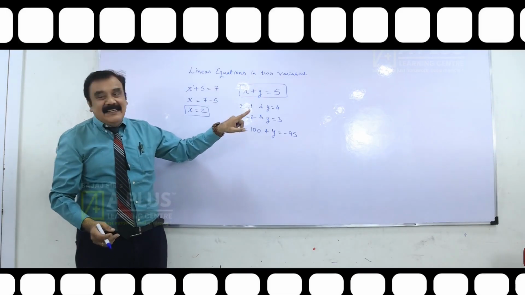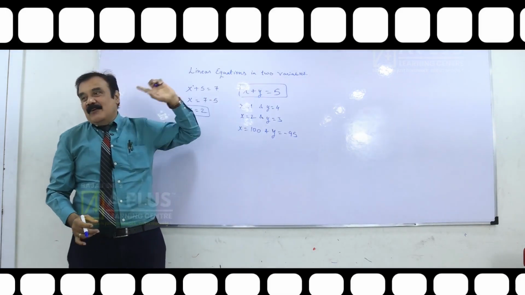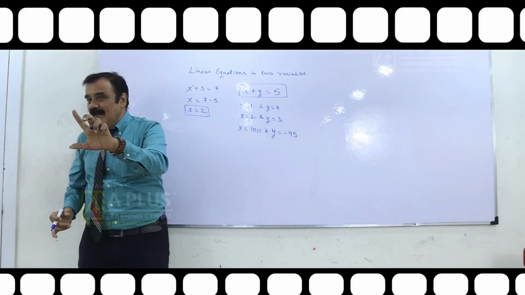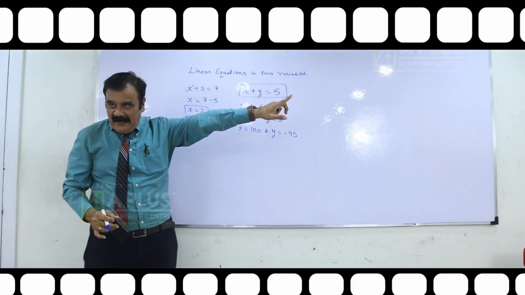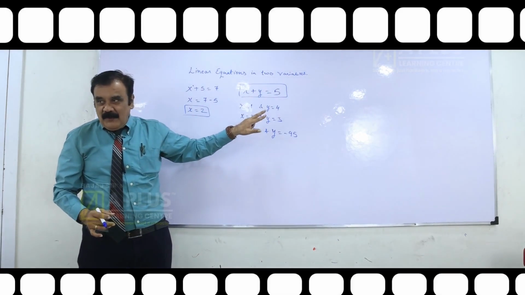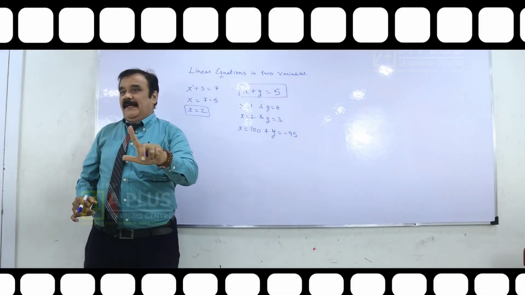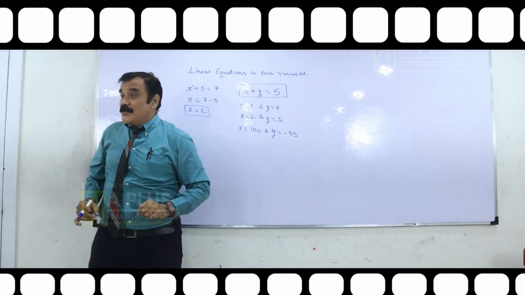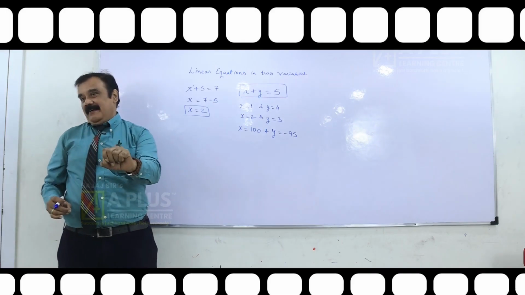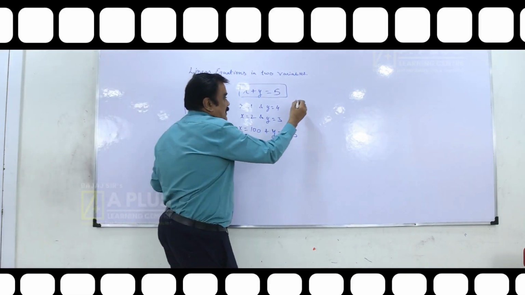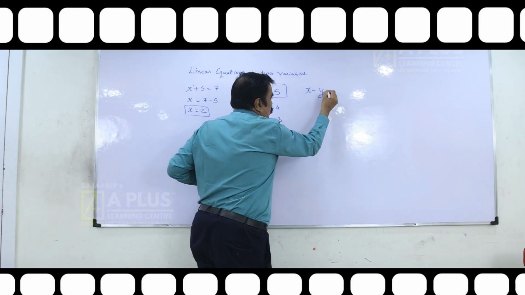So there is something missing in this equation. What is missing, you know? x plus y is equal to 5. This is the equation they have given. But this equation is incomplete. Now I give you another equation. For example, see, x minus y is equal to 1.